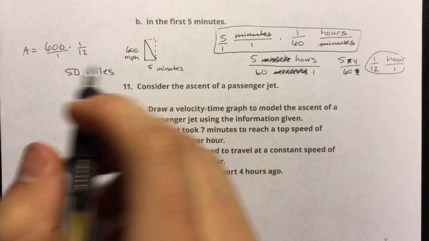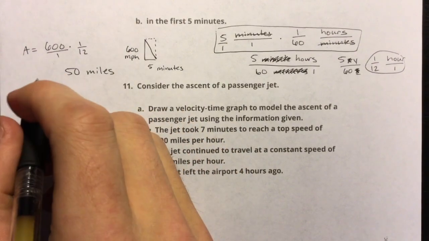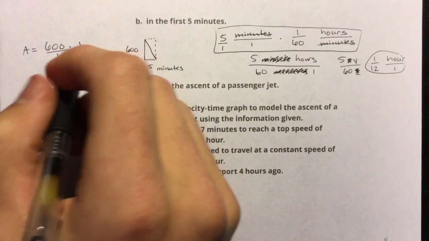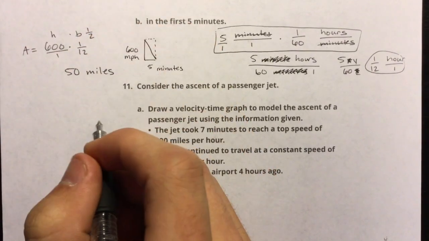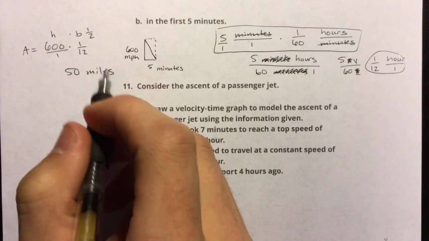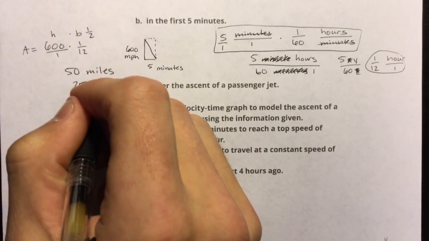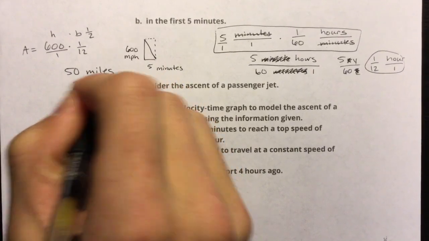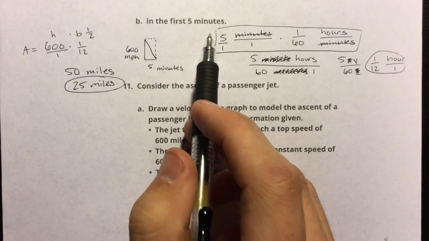Okay, so this is a triangle, and we were accelerating at a constant rate. So our area would actually be 1/2 our base times height. This was our height, this was our base, and it would be 1/2 that. We did base times height, now we need to multiply by 1/2, which gives us 25 miles traveled. That would be the answer for B: how far we travel in the first 5 minutes.